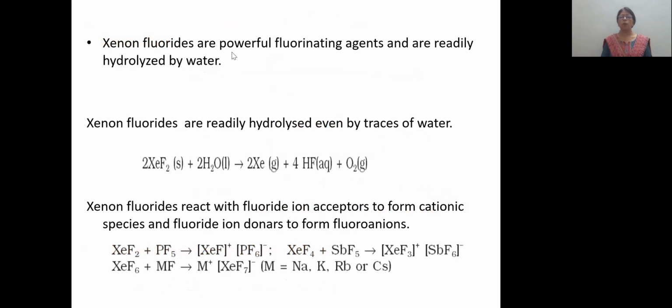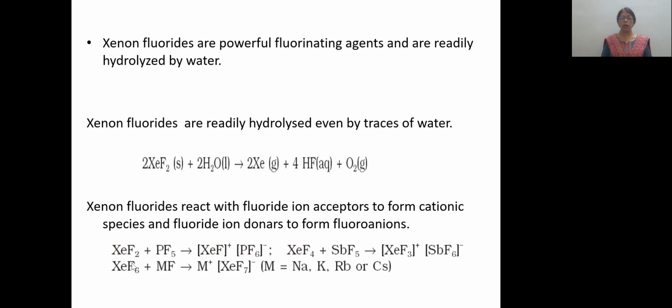Xenon fluorides are powerful fluorinating agents and they are readily hydrolyzed, even by traces of water. Here you can see xenon difluoride and 2 moles of water. You get xenon, hydrogen fluoride and oxygen. The xenon fluorides react with fluoride ion acceptors to form cationic species and with fluoride ion donors to form fluoroanions. Here are the two equations which are frequently asked in your board exams.